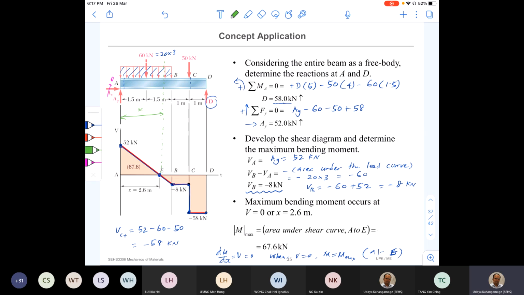And then I can write VE minus VA as the negative of the area under the load curve between A and E, right? Between A to E.